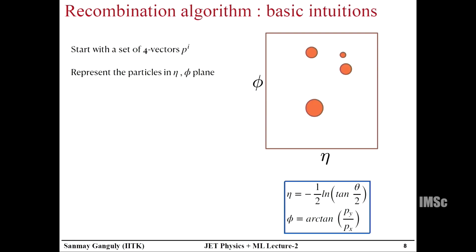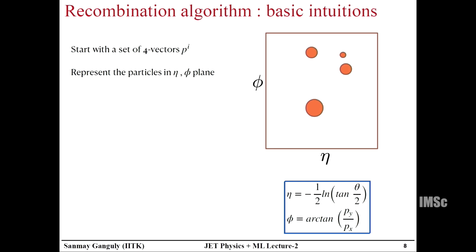Now comes the recombination algorithm. This is something which is used, so let's try to understand in some detail how the steps evolve. What's the point? You are given a set of particles, which means a set of 4-momenta, and all those particles have a location in the eta-phi plane. Okay, and the definitions of pseudorapidity and azimuthal angle are given.